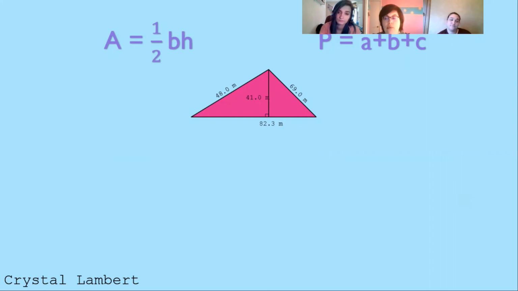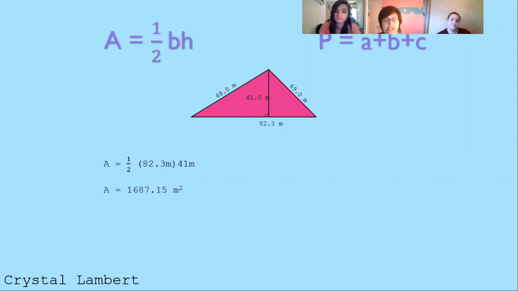So here we're going to input this into our formula for area. We're going to use A equals 1/2 times 82.3 meters. Do not forget your units of measurement. Times 41 meters. And when we do this, we're going to get a total of A equals 1,687.15 meters squared. Do not forget to square your meters, because when you multiply meter times meter, you get meters squared.